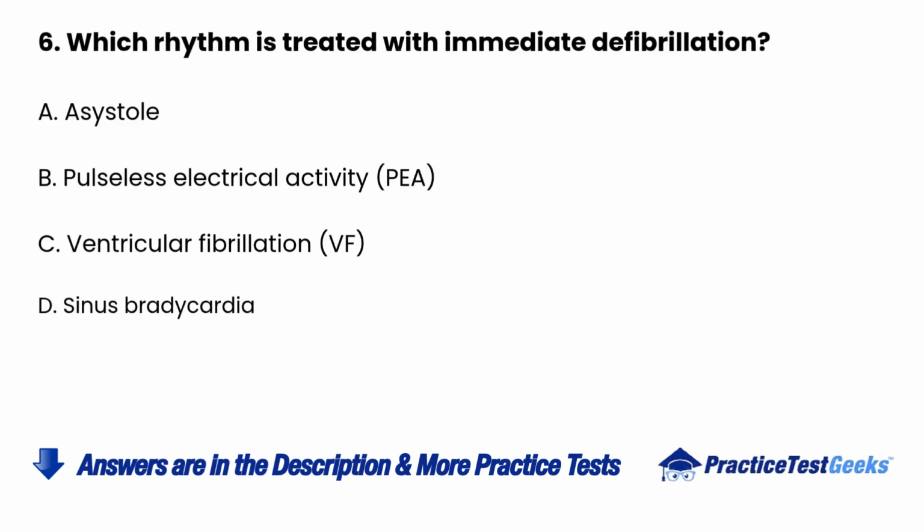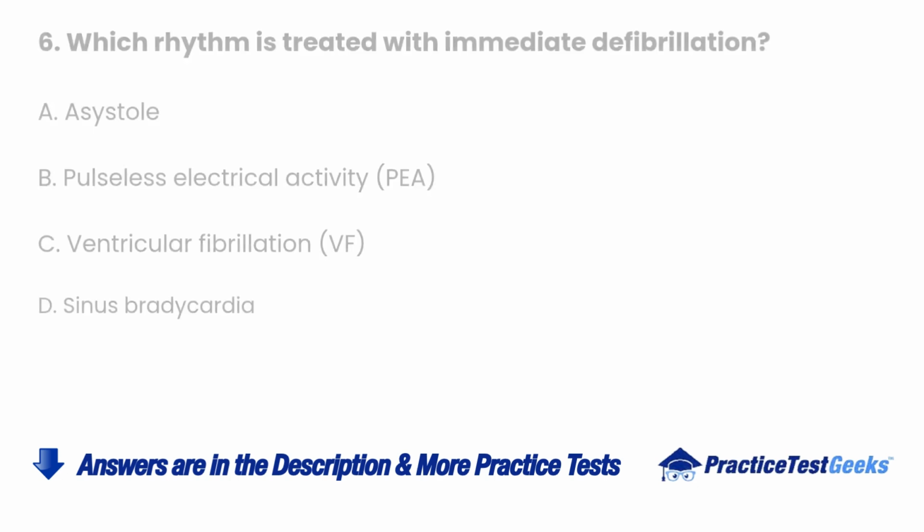6. Which rhythm is treated with immediate defibrillation? A. Asystole. B. Pulseless electrical activity. C. Ventricular fibrillation. D. Sinus bradycardia.